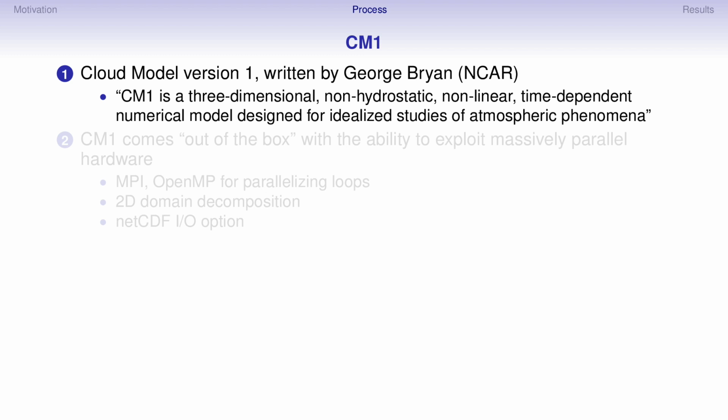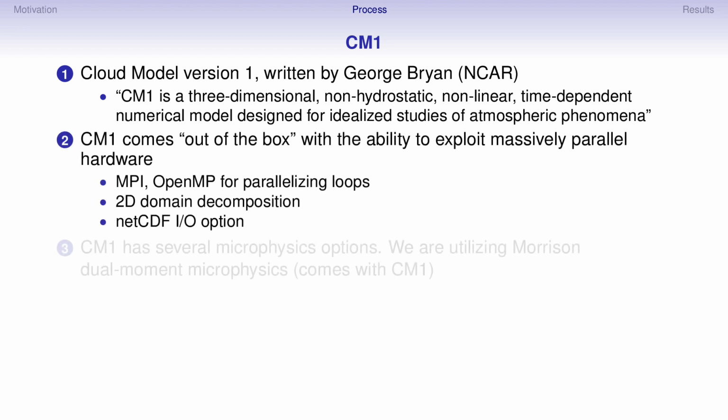And in fact, some of the development that goes into CM1 ends up going into WRF as well. CM1 comes out of the box. If you just download it, you can download this for free. With the ability to exploit these kinds of machines, it uses MPI, a way to distribute communication across distributed memory machines, and has OpenMP for parallelizing loops. Some of this stuff may seem gobbledygooky, but it just means that a lot of effort has been put in to make this model work on big machines.